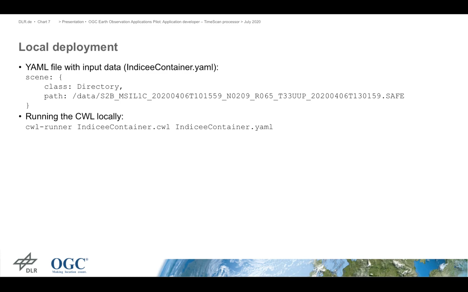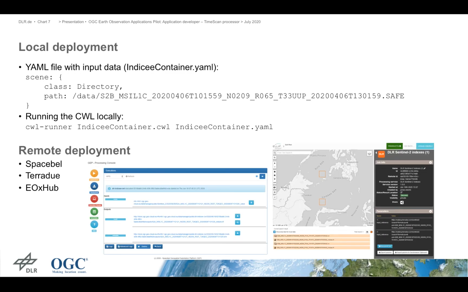A CWL can be tested locally with the CWL runner tool. Only a YAML file is needed to describe the inputs of the process as described in the CWL file. But also the CWL can be deployed on remote platforms. Here you see screenshots from Spacebell and TerraDue.